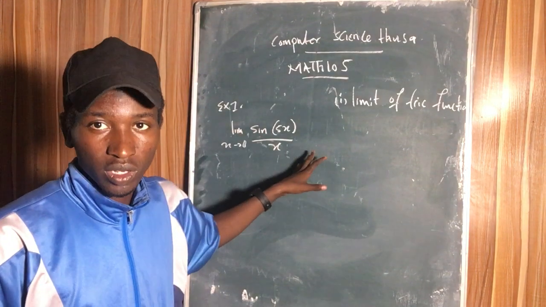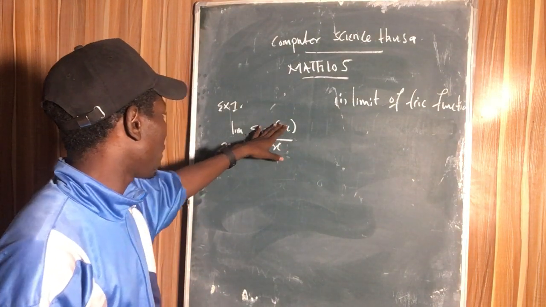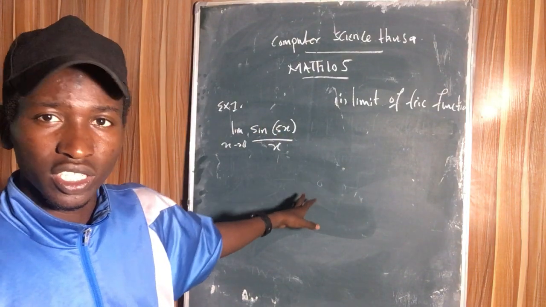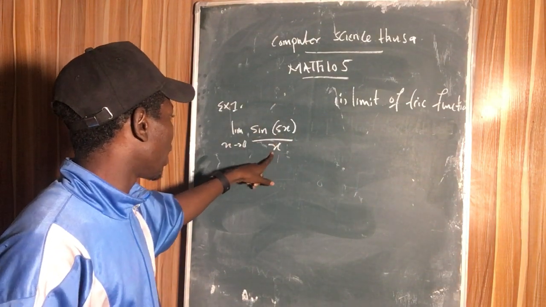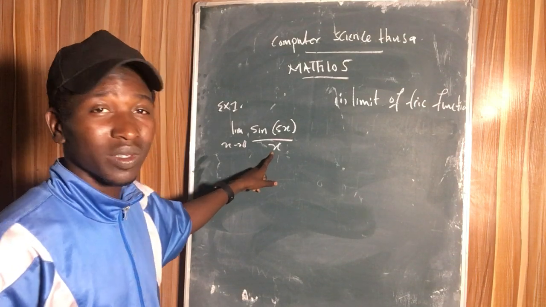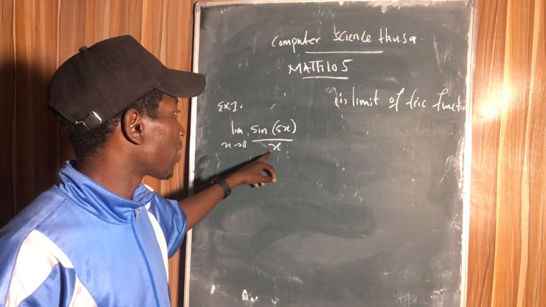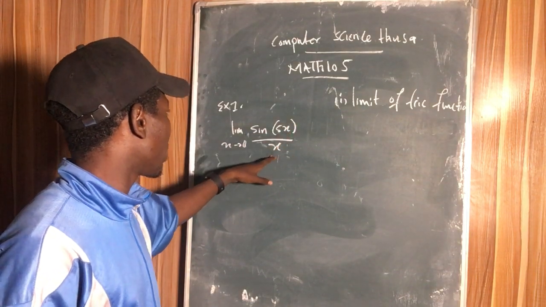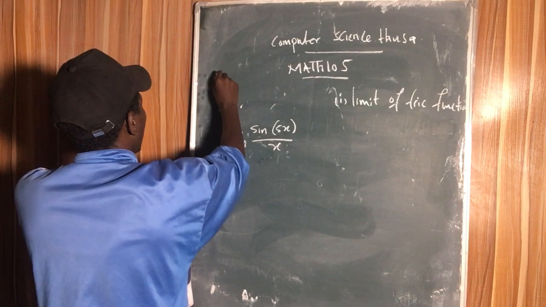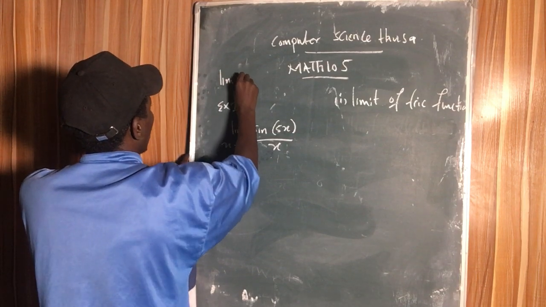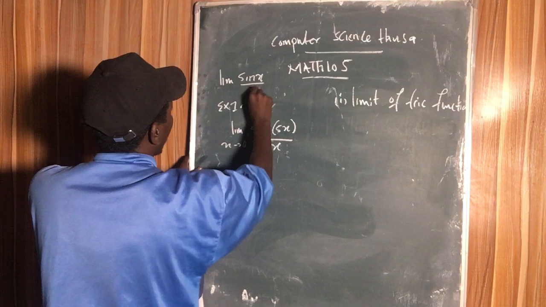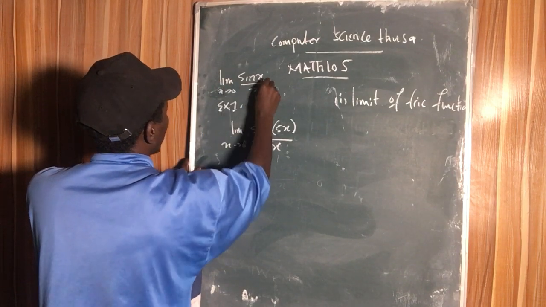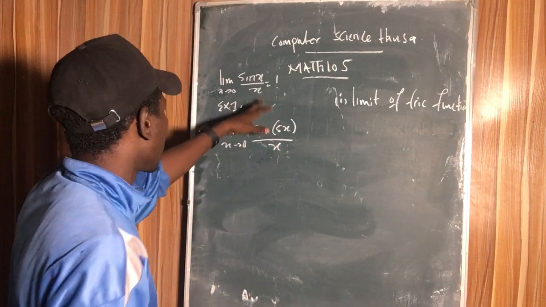So now we want to make the limit of sine 5x all over x as x tends to 0 look like the rule. The 5x and the x must be the same, so the numerator and the denominator match. The rule says the limit of sine x all over x as x tends to 0 is equal to 1.